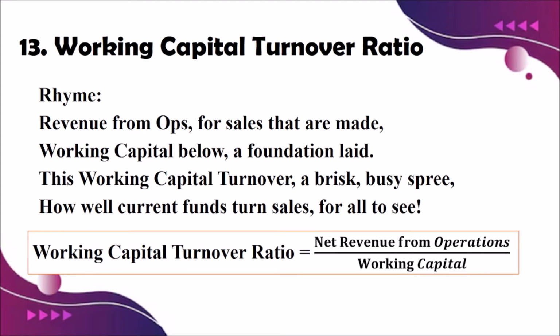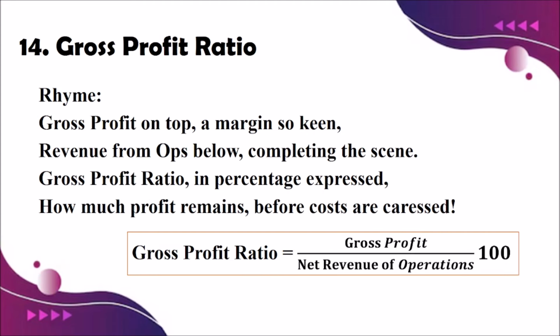Working capital turnover ratio, the equation is net revenue from operation divided by working capital. Kindly read the rhymes that include the subsections of working capital turnover ratio. Gross profit ratio is coming under the profitability ratios. This is a small rhyme for the same, and the equation is gross profit by net revenue from operation into 100.